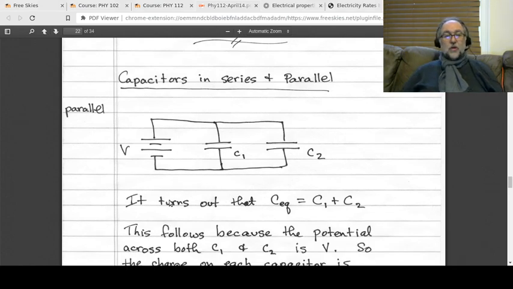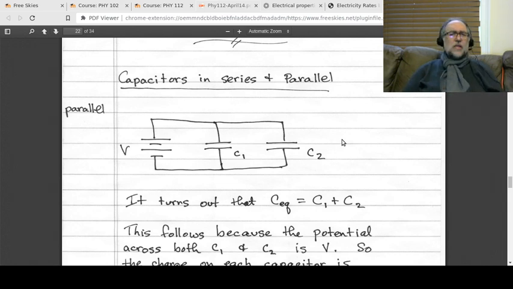So we have here two capacitors in parallel. Here's our battery with voltage V. Here's capacitor C1. Here's capacitor C2. And they're in parallel to one another. That means that the voltage across C1 and the voltage across C2 are the same. Remember, in parallel, the voltage drops are the same. It's the currents that split.